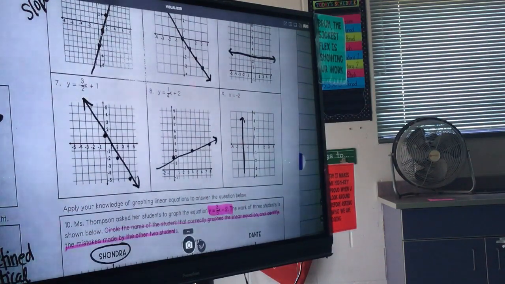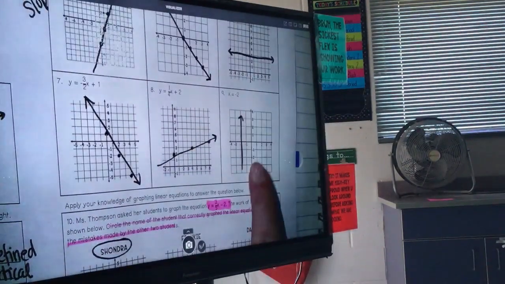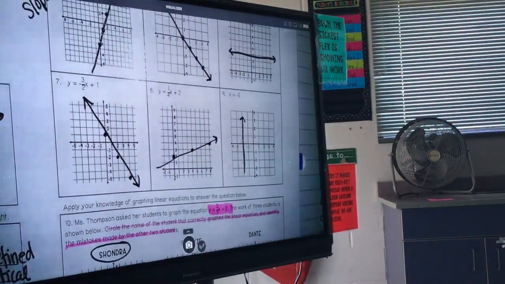All right, Anthony. Why is this one straight vertical? Which one? Number 9? Yes. Why is it vertical? Because it's an X and you put it on an X. Why don't we go through the middle, like, through the 0? Because it's -2, and you have to draw your line through whatever number it equals.